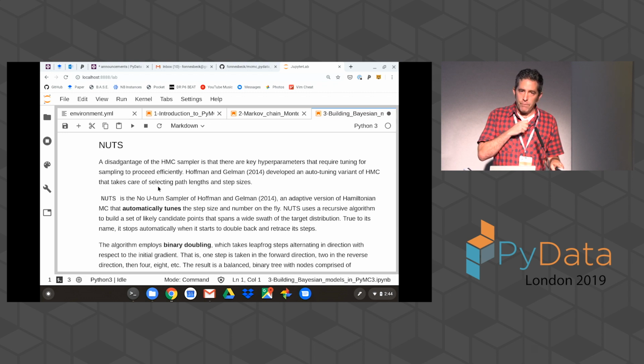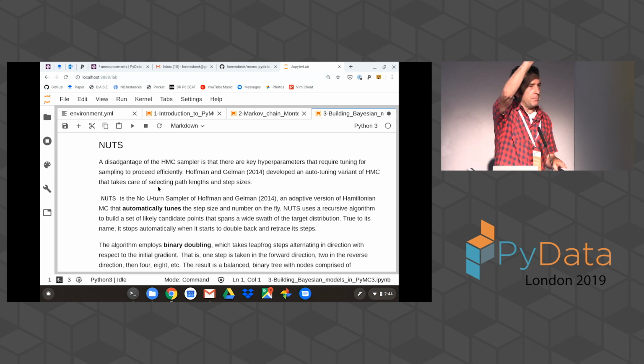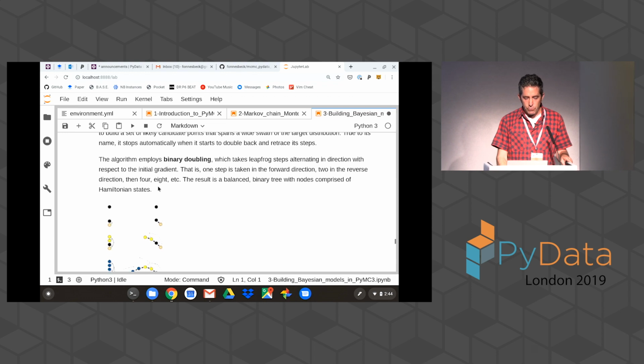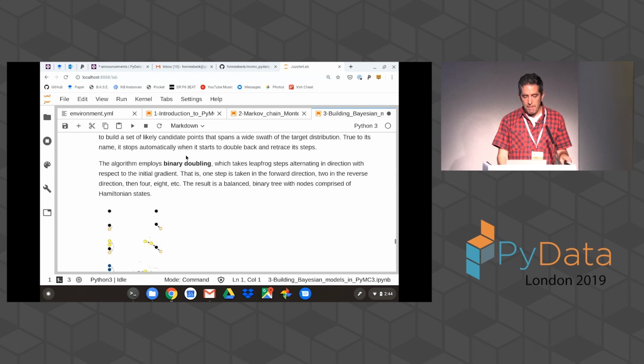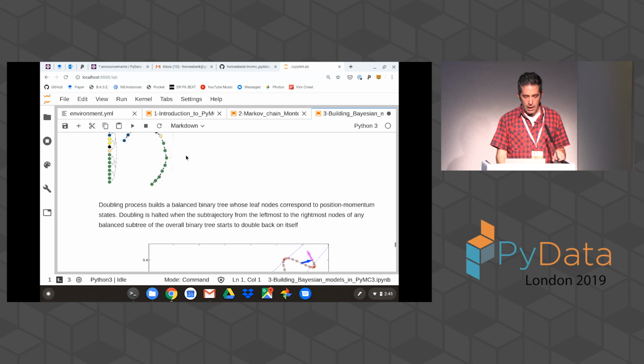So what happens if you follow the Hamiltonian trajectory? If you're on one side of your skateboard park and you run down the hill and up the other side, what happens when you get to the top? You start turning back upon yourself. And so it detects essentially when a U-turn is about to occur, and then it will stop because backtracking is going to be inefficient. The way that it does that is it employs this binary doubling, so it builds binary trees, and when those trees start to curve back on themselves, that's where it stops, essentially.